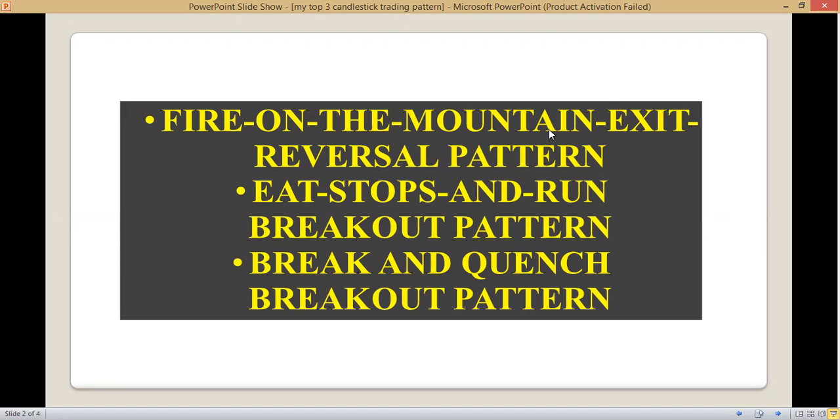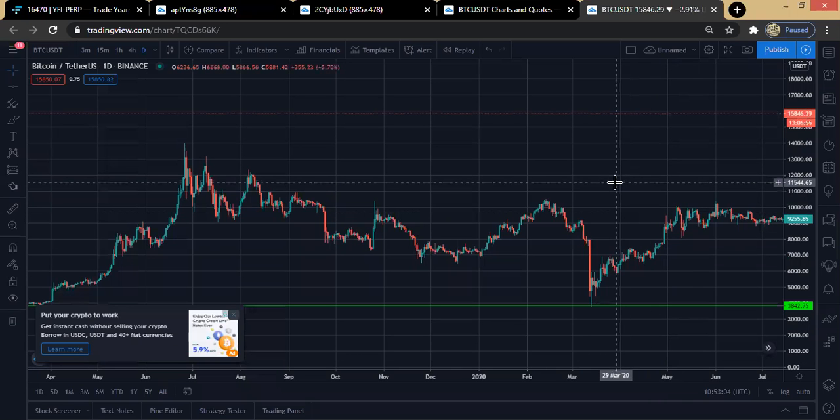All right, so without further ado, let's go to the chart and look at these things to see how they play out. For the first one we talked about, that's the fire on the mountain exit reversal pattern. Okay, I'm logging into TradingView now. This is actually TradingView.